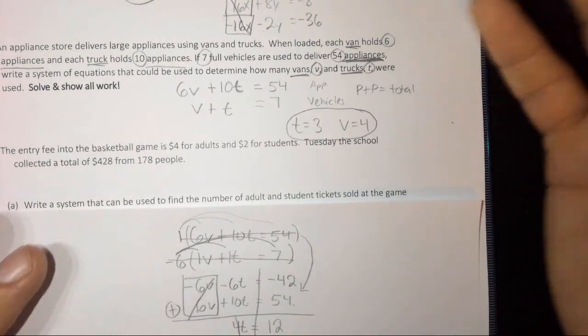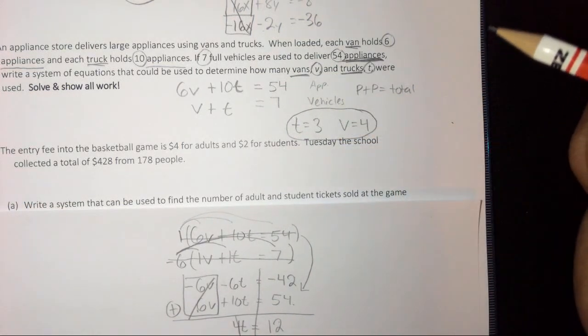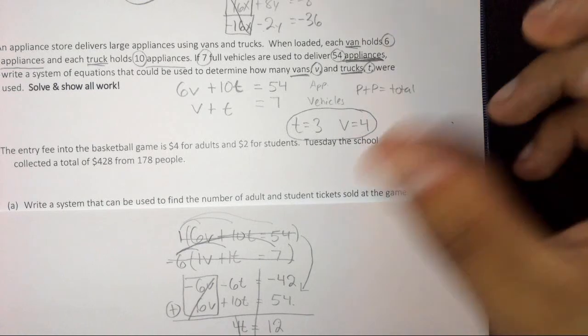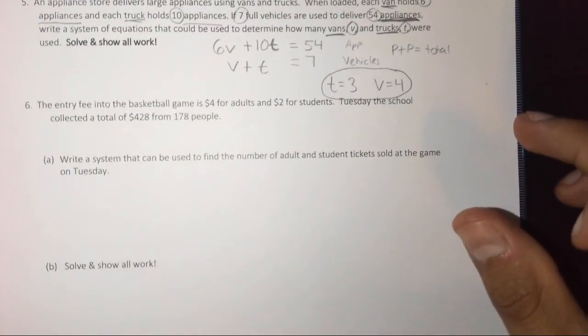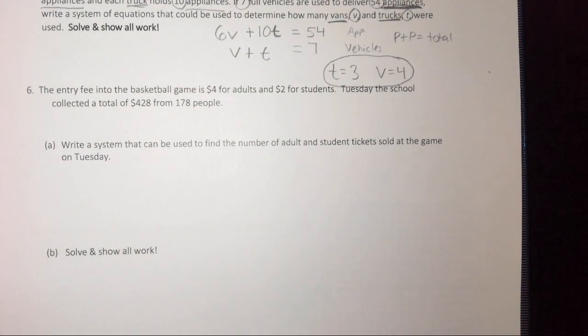Of course, if you wanted to do an ordered pair, you could, but this would be enough for me too. T equals 3, v equals 4. Alright, we'll tackle number 6 in the next problem, next video.